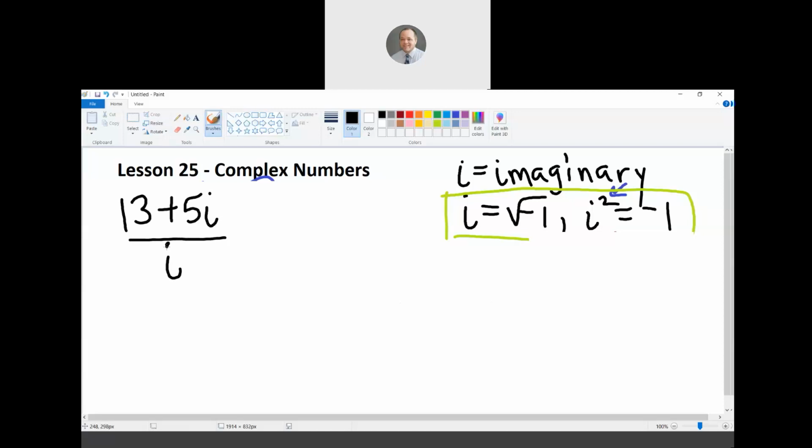Recall from radical division, if you had a single term in the denominator, we cannot have a radical in the denominator. The same is true for imaginary numbers. We cannot have imaginary numbers in the denominator. So with a single term, you just simply multiply the top and the bottom by that single term.